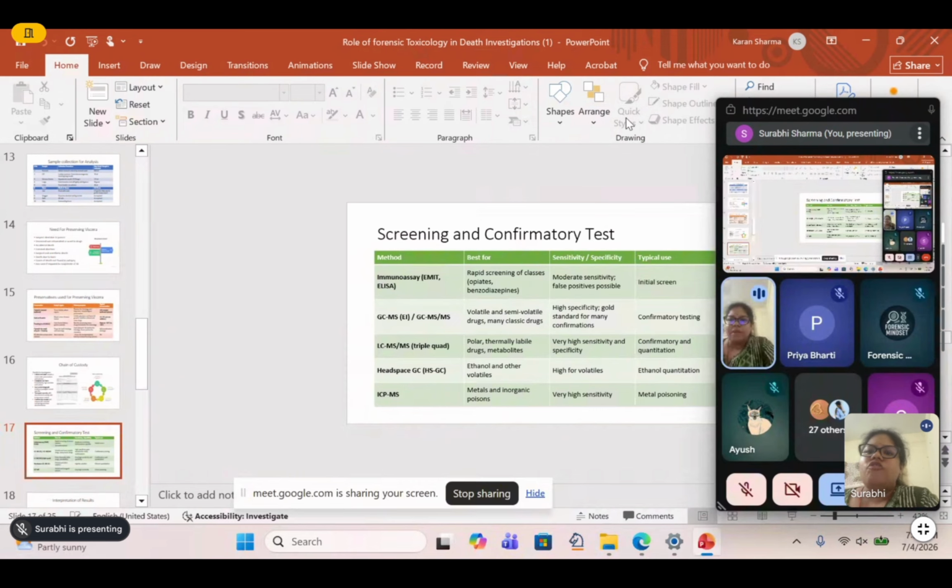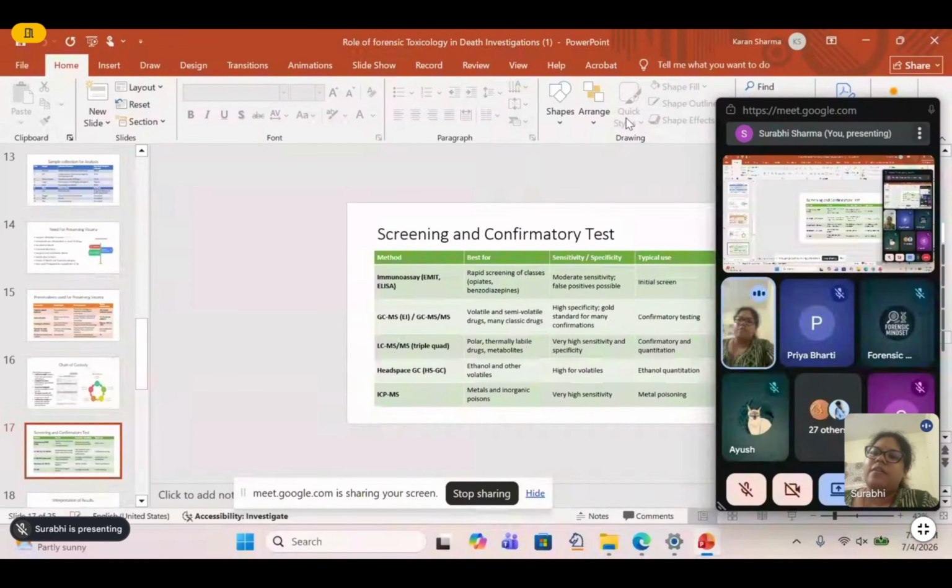Then we have GCMS, which is used for volatile, semi-volatile drugs, and for classical drugs also, for example alcohol or insecticides, etc. It is highly specific, and it may be used as a confirmatory test also. Then we have LCMSMS, which is used for polar drugs and metabolites, which is again very highly sensitive, and confirmatory, and quantification can be done with the help of LCMSMS. As I told you earlier, only MSMS is used for telling the quantity of the poison in a particular exhibit.